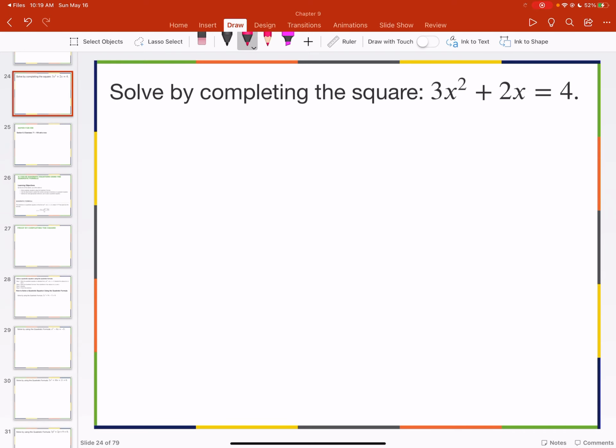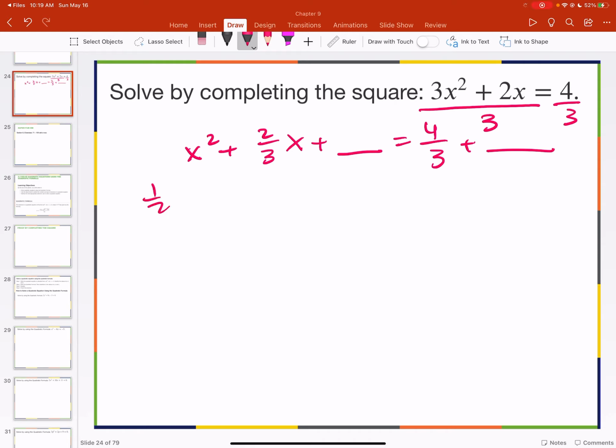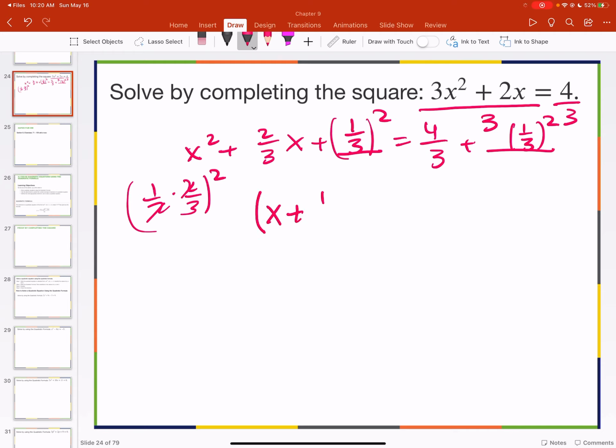So we have 3x squared plus 2x is equal to 4. So if we divide everything by 3, we get x squared plus 2/3 x plus something is going to equal 4/3 plus something. Half of 2/3 and square it, that's going to be 1/3 squared. So 1/3 squared to both sides. So then that's going to be x plus 1/3 squared on the left. 4/3 plus 1/9. That's equal to 1/9, right?